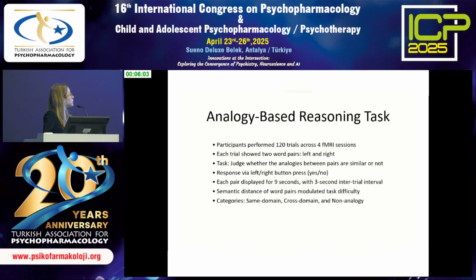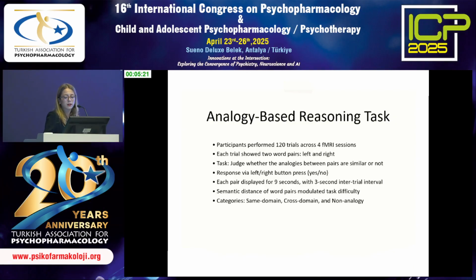I'll talk about the knowledge-based reasoning task. All participants performed 120 trials across 4 fMRI sessions, and each trial showed 2 word pairs, left and right. The participants had to say whether there was a similar analogy between the two pairs. They had 2 buttons, one in each hand: one meant there is an analogy, and the other meant there is no analogy. There were 3-second inter-trial intervals.